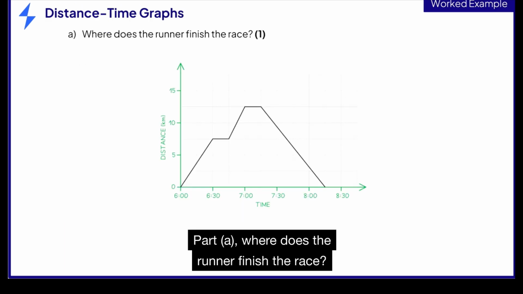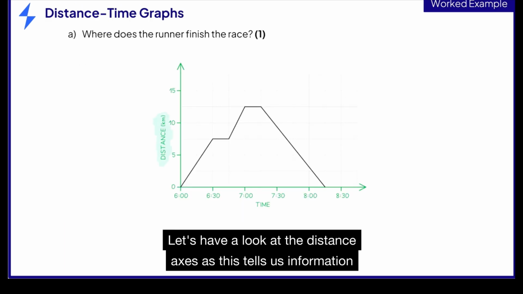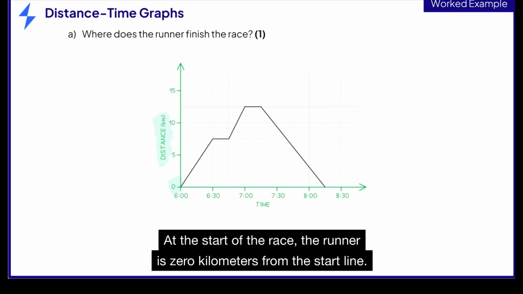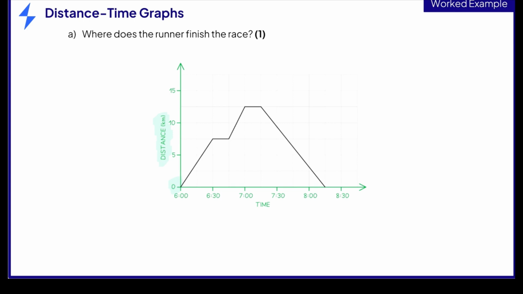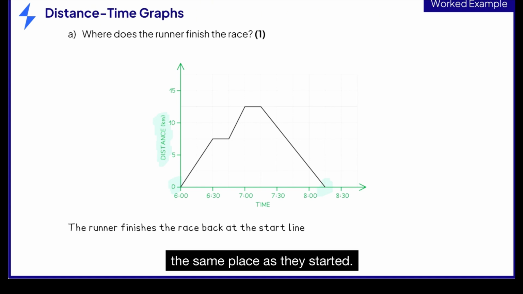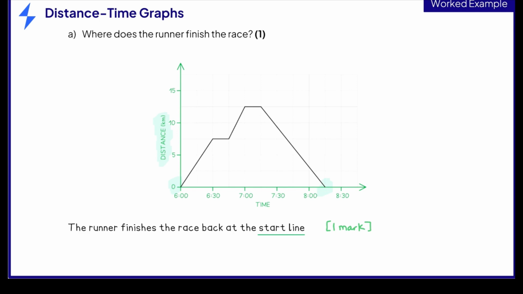Part A, where does the runner finish the race? Let's have a look at the distance axis, as this tells us information about the runner's location. At the start of the race, the runner is 0 kilometers from the start line. So the runner finishes the race back on the start line, or in the same place as they started. This will give you 1 mark.